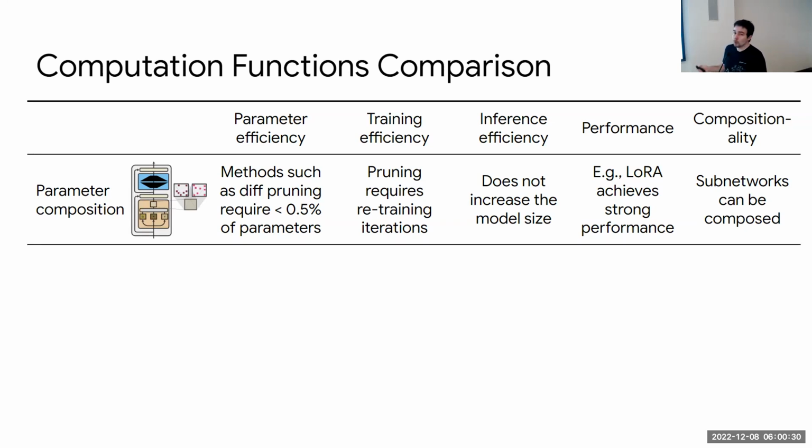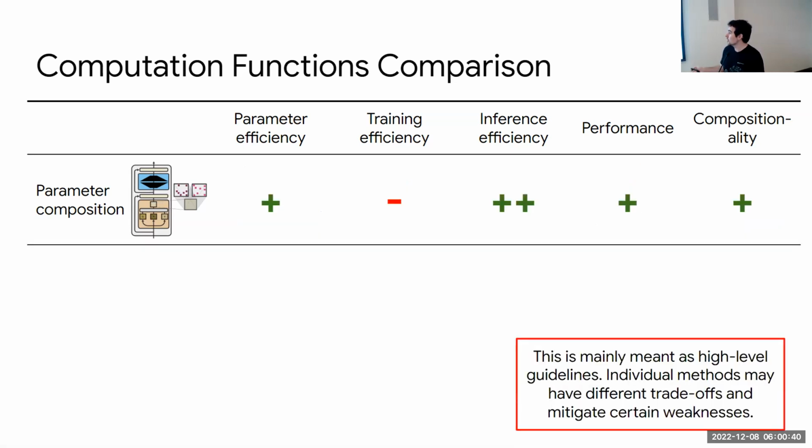And recent methods like LoRA have demonstrated quite strong performance on different tasks. And finally, some other work has also shown that these subnetworks can be composed. So in general, we have generally positive performance, and only at the level of training efficiency do we have some deficiencies. But again, this is mainly meant as a high-level view of this family of methods, and may differ for individual methods, or some methods may seek to improve on particular aspects here.